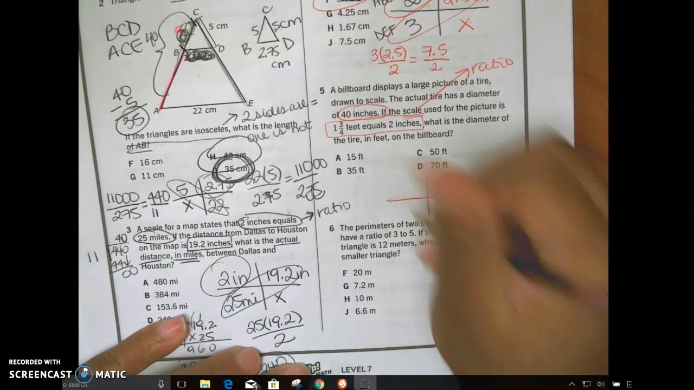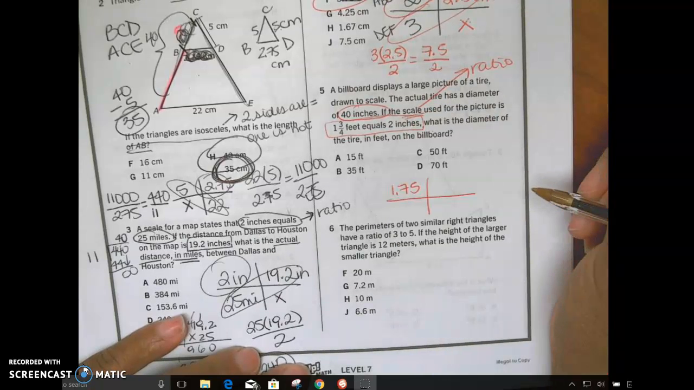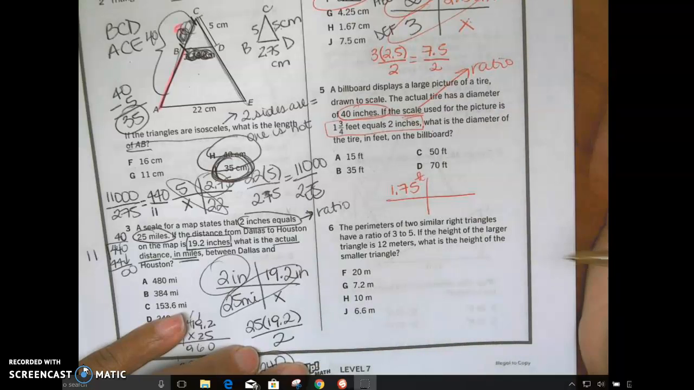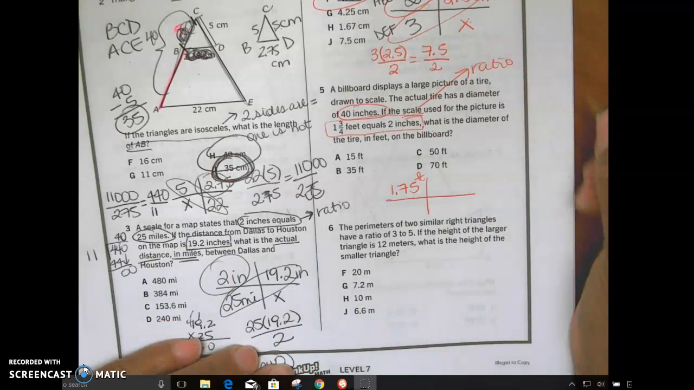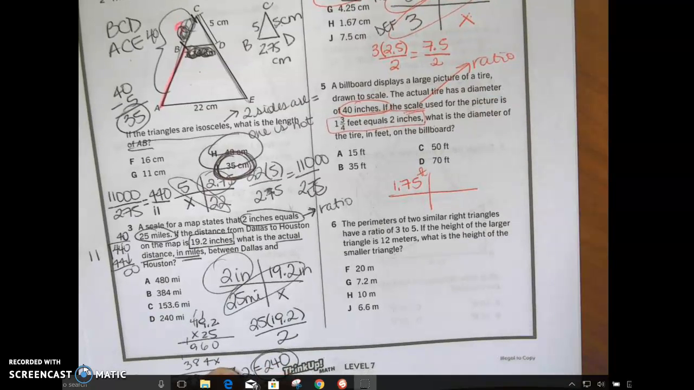2.1 point. Ooh, you're fancy. How'd you convert that? Because fourths is in 25. Fourths is quarters. Multiplied. 175. Okay, let's stay focused.